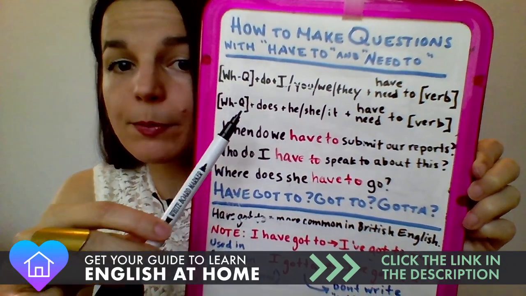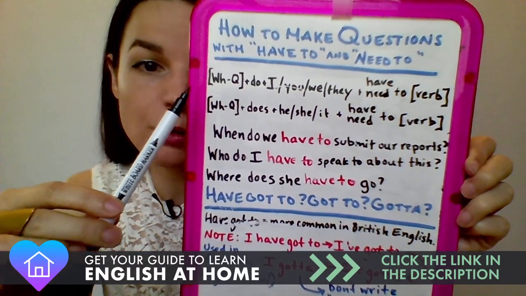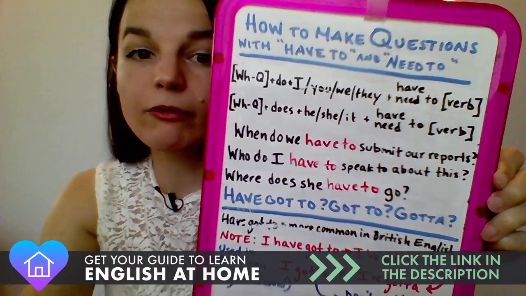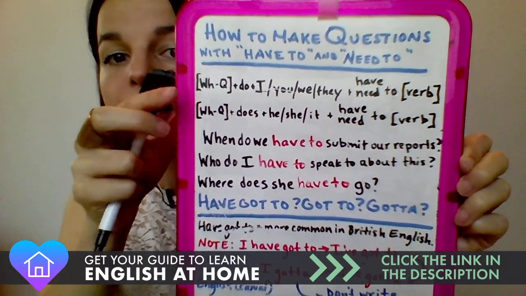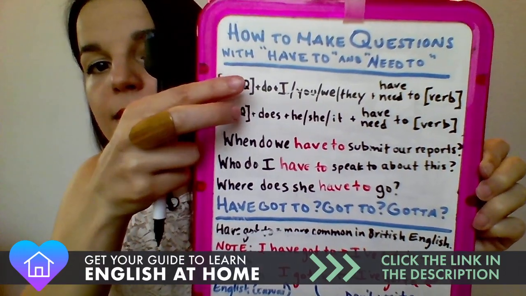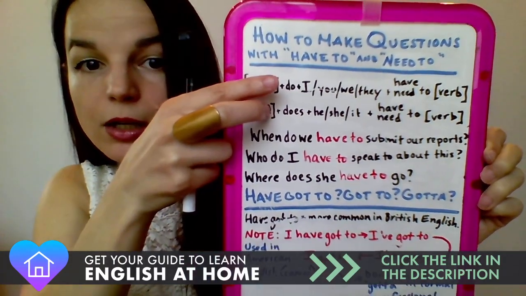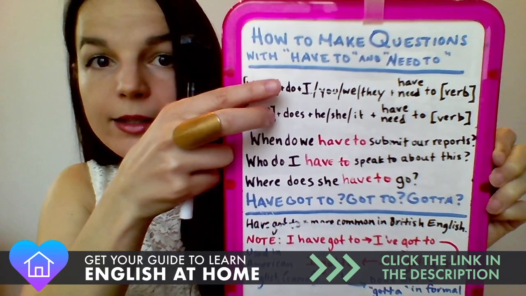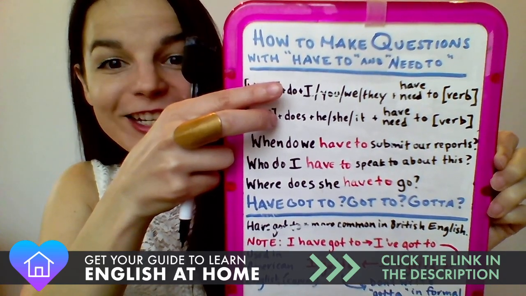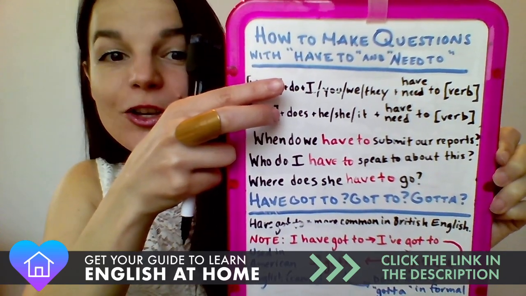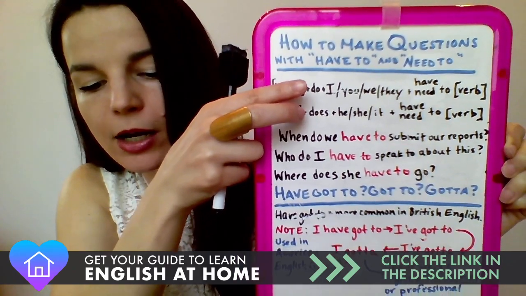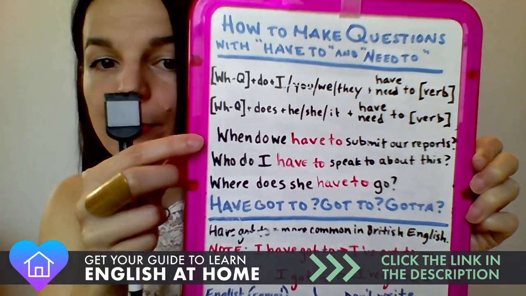Now, this pattern, WHQ at the beginning, is like an information question. But you can remove this. You can start your question with do or does to make a yes or no question. So I'll show you these in our examples. Let's look at some examples of questions.